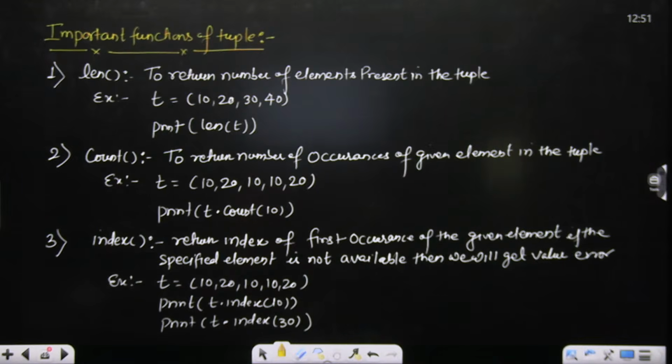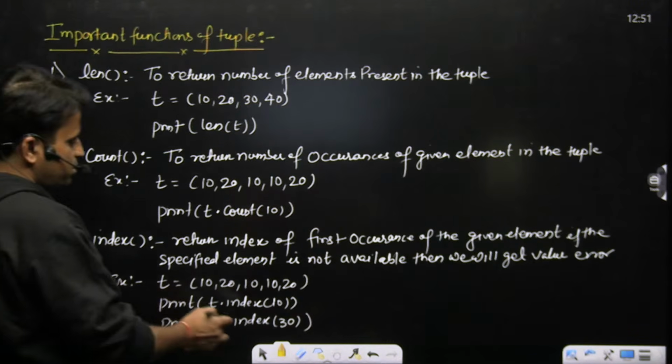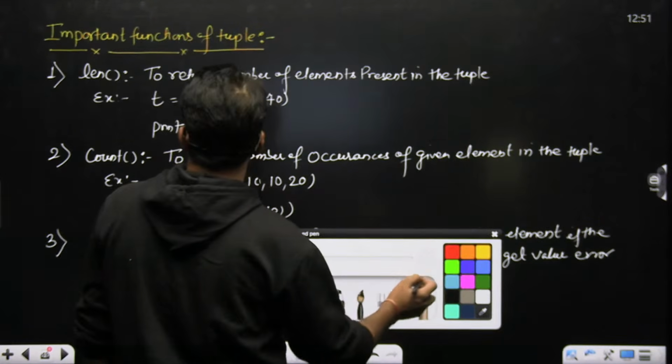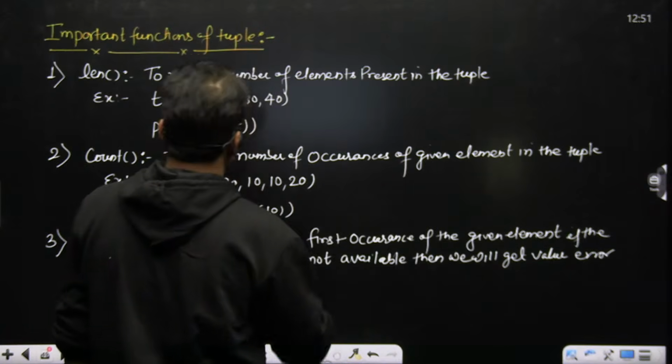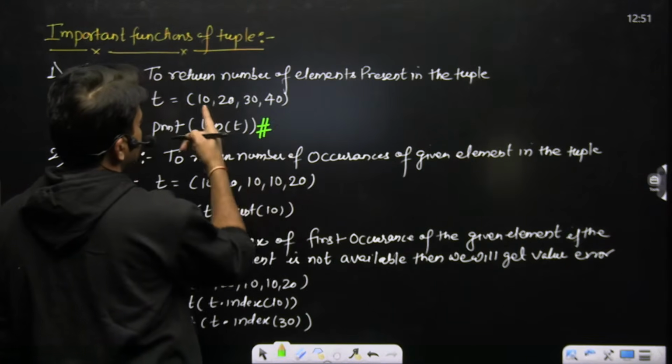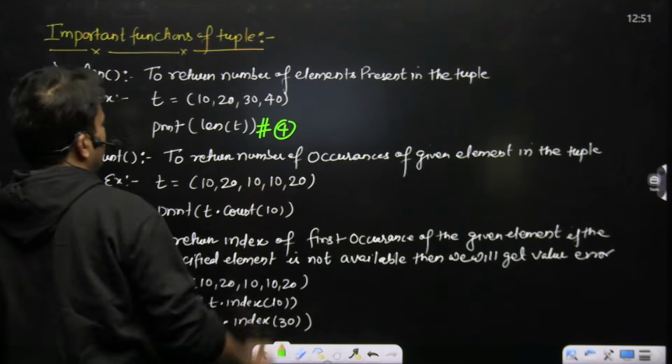Some important functions or methods on tuple. First one is len. It returns the number of elements present in the tuple, student. So what is the output of this? It returns the number of elements in this. How many elements are there, student? Sir, 1, 2, 3, 4. So the output of this one is 3.